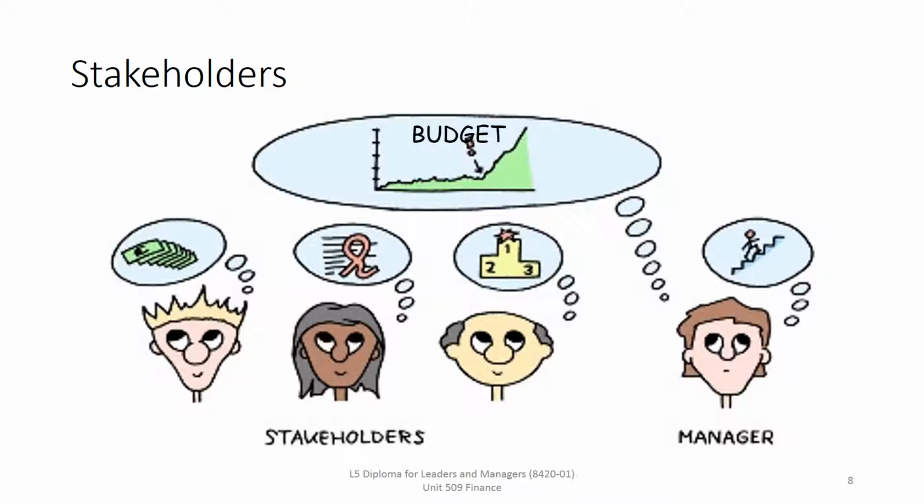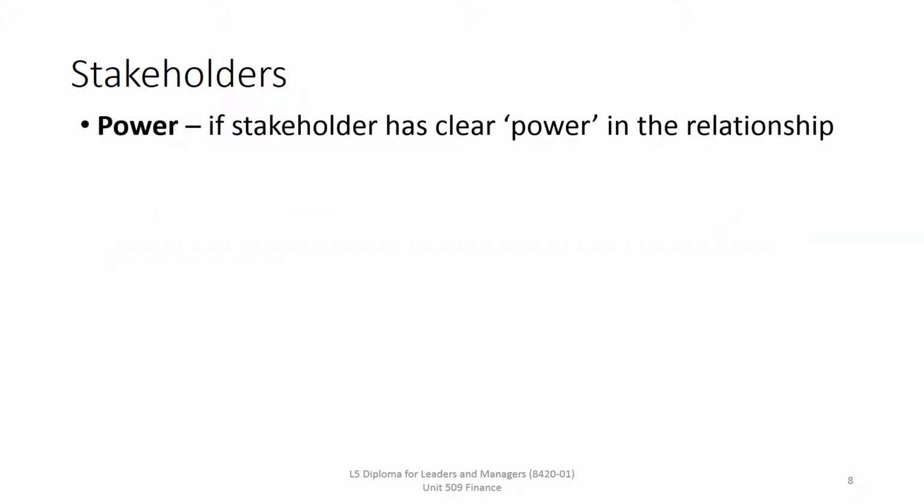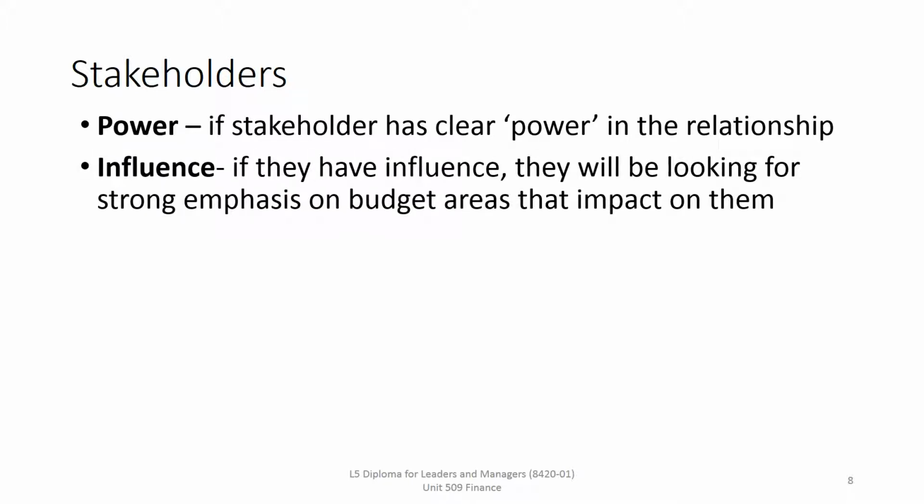There are some key factors we can be considering when we're trying to gain stakeholder support, and the first is power. If a stakeholder has clear power, in the relationship or in the budget, then we need to take that into account. It could be a sole supplier or key supplier, for instance, or someone who's got a compliance power, or somebody who's got the sign off, they hold the purse strings. We need to ensure they're engaged and they understand what's going on. Then there's influence. If they have influence, they will be taking a strong emphasis on the budget areas that impact on them, and they'll want their input on those areas.